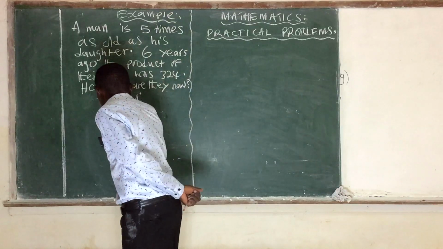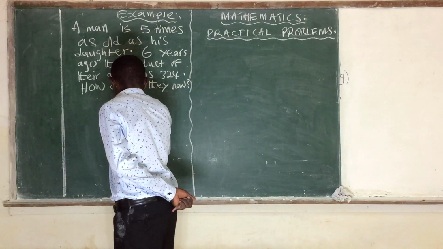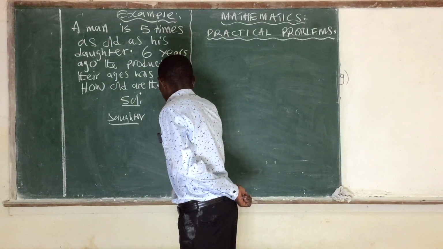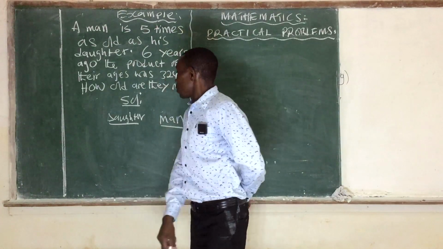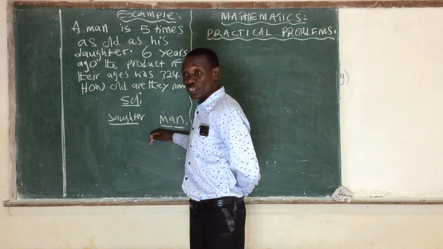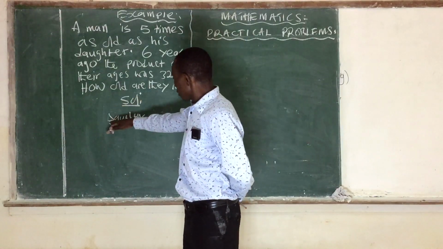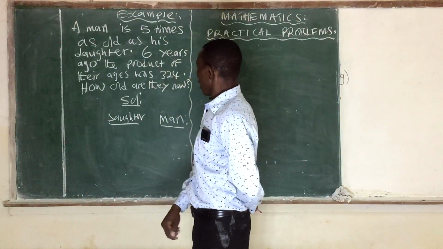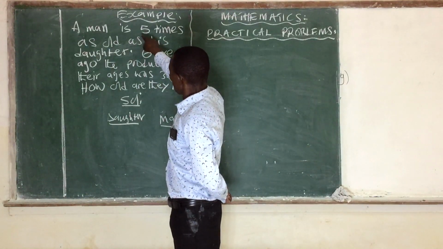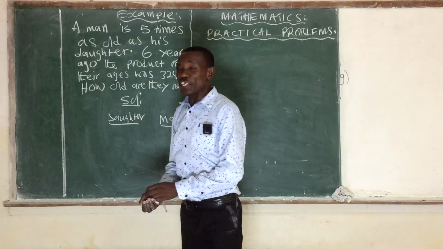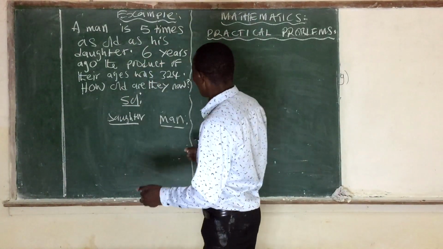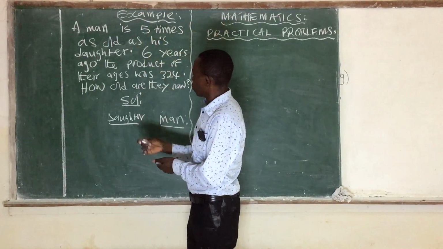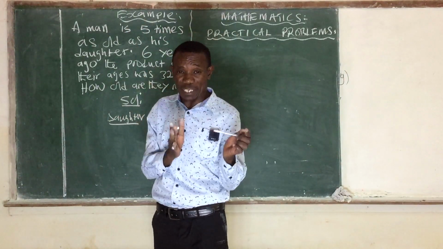So here we have a daughter, and you also have a man. These are the two areas of concern. So we are comparing the age of a man and a daughter. So what is the question saying? They're saying that the man is 5 times as old as his daughter. So we'd like to find out the present ages. At least you need to analyze the question sentence by sentence and try to interpret it into mathematics.